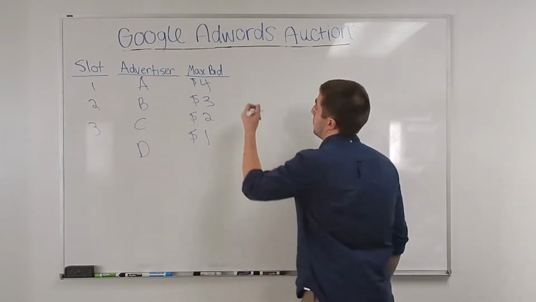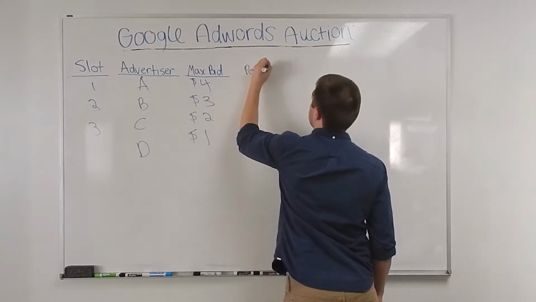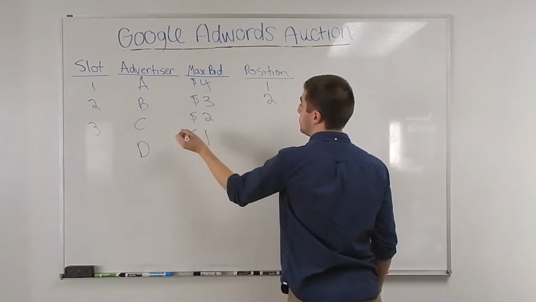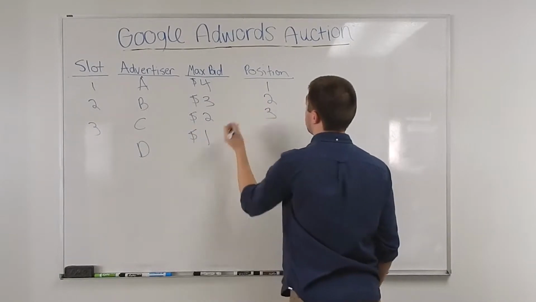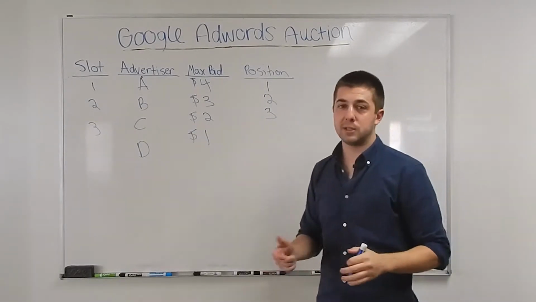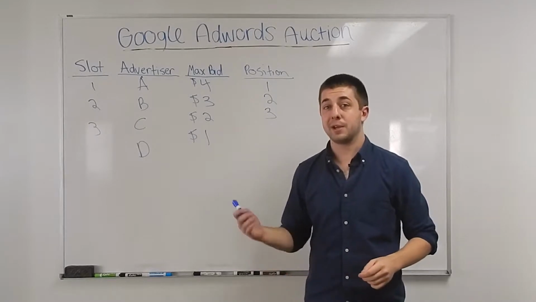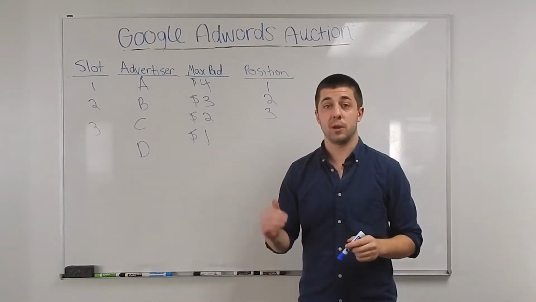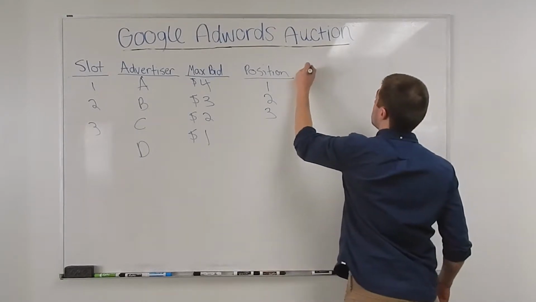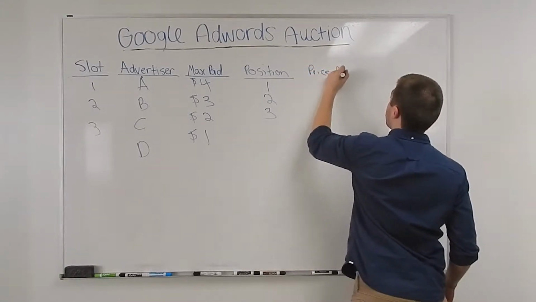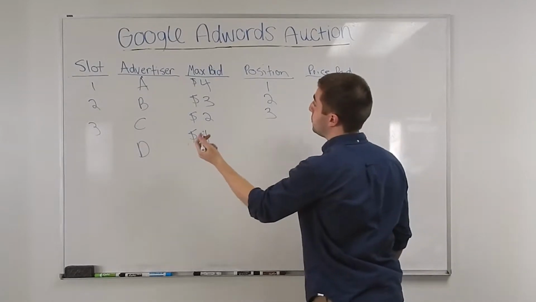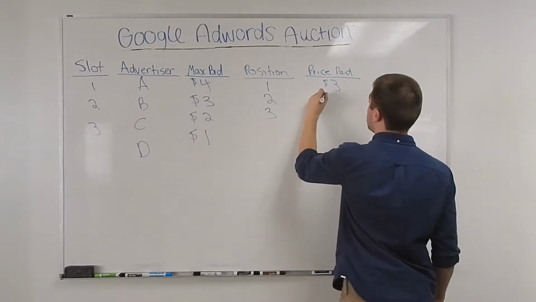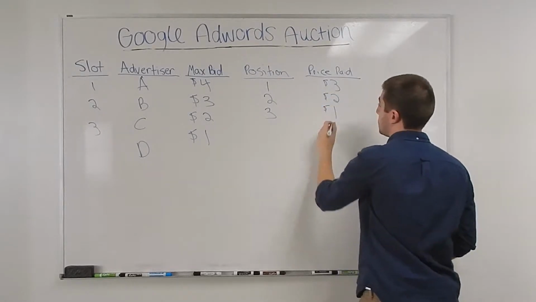So in this case, advertiser A is going to get position number 1, advertiser B position number 2, advertiser C position number 3. However, for that spot, they're not actually going to pay what their max bid was. They're going to actually pay whatever the max bid was of the person below them. So in this case, advertiser A is going to pay $3, advertiser B is going to pay $2, and advertiser C is going to pay $1.